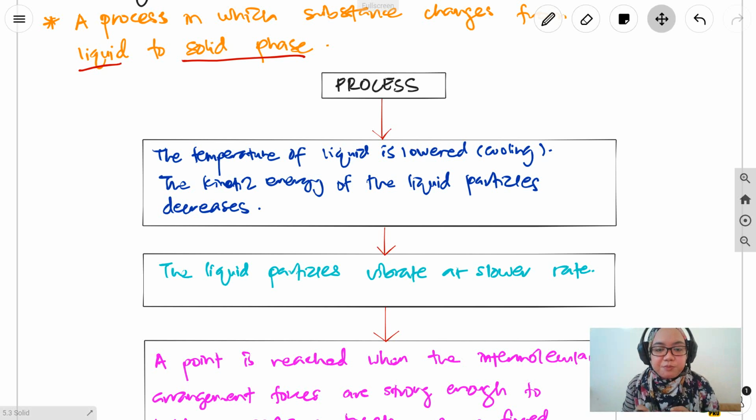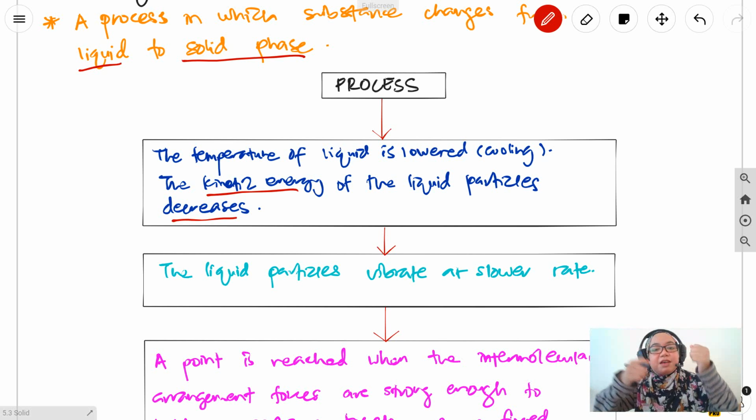The process of freezing happens when the temperature of the liquid is lowered, like when we're cooling it inside the freezer, for example. When the temperature of the liquid is lowered, the kinetic energy of the liquid particles decreases, because it loses heat. When it loses heat, the kinetic energy decreases. So what happens when the kinetic energy decreases? The liquid particles vibrate at a slower rate. So the longer it goes, it will move slowly and vibrate at a slower rate.